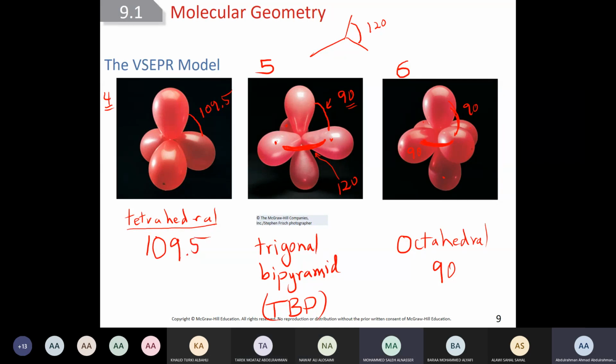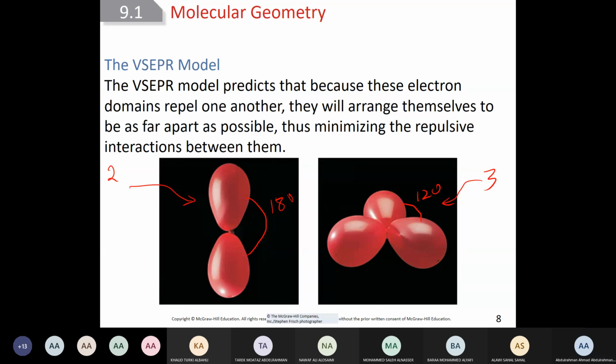105. Trigonal bipyramid: 90 and 120. You have to be careful which one is which. Clear? And for octahedral, we have 90. And remember that for straight, which is 2, what's the only angle we have? 180. This is straight, or called linear. No problem.